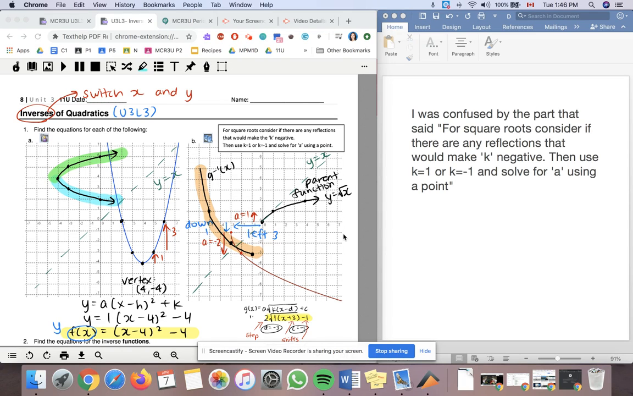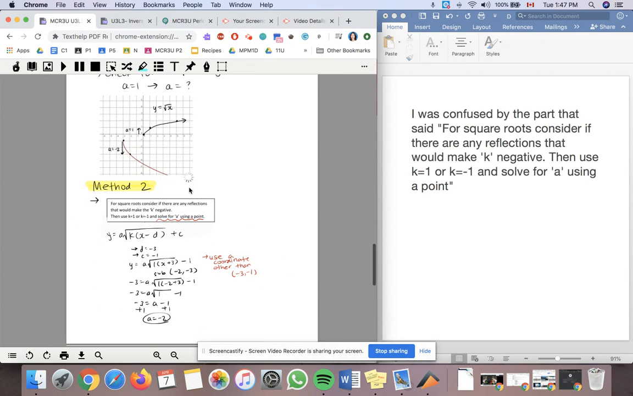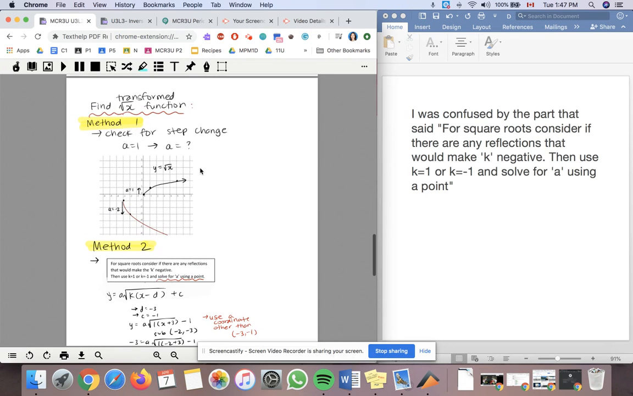So the question asked was, I was confused by the part that said for square roots, consider if there are any reflections that would make k negative. Then use k equals 1 or k equals negative 1 and solve for a using a point. So if you look at the side notes that I've added, there are two ways to find your a value.